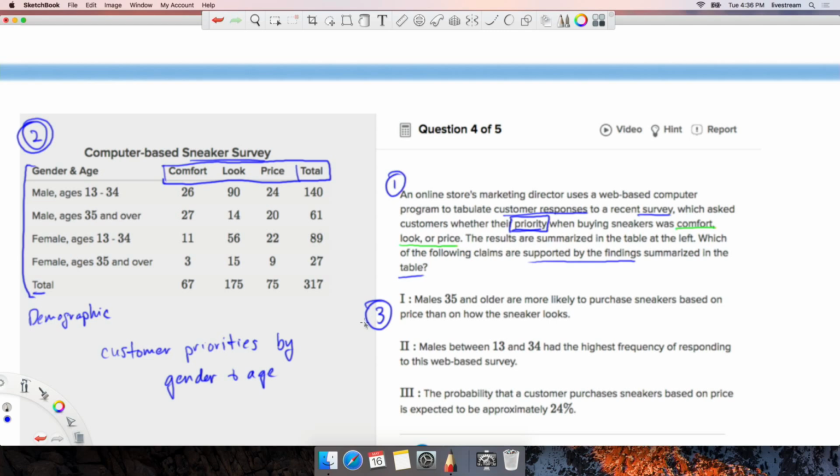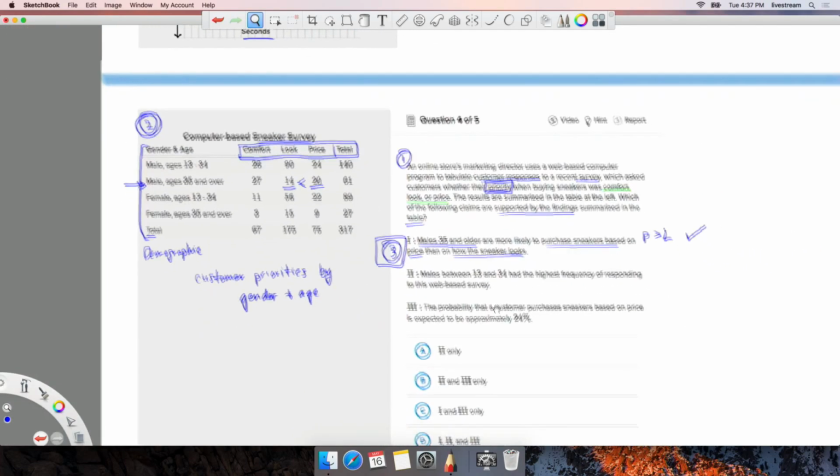So now with that understanding, I can finally go over to the third step and look at each of these statements. Number 1: males 35 and older are more likely to purchase sneakers based on price than how the sneaker looks. So I want to look at males 35 and over, which are over here. It says they're more likely to purchase on price. Is price more important than looks? So is P greater than L? I've got price and looks, and it does indeed look like price is more important to males ages 35 and over than looks. And so statement number 1 is going to be true. Now I'll zoom out a little bit here in case you're working ahead.